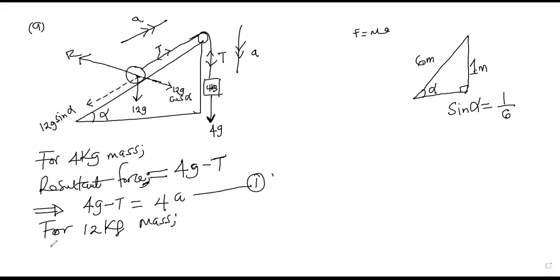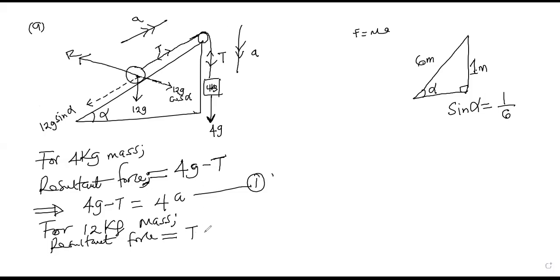For 12 kilogram mass, what is the resultant force? Members, you have forgotten these things properly. We looked at all these things. In this case, since the body is accelerating upwards, where is the body going to? It is T.